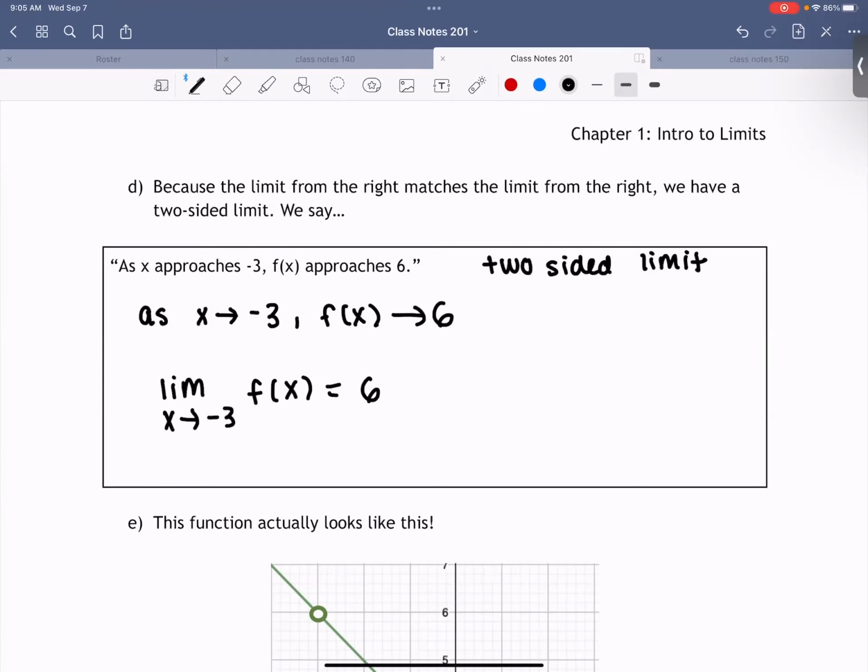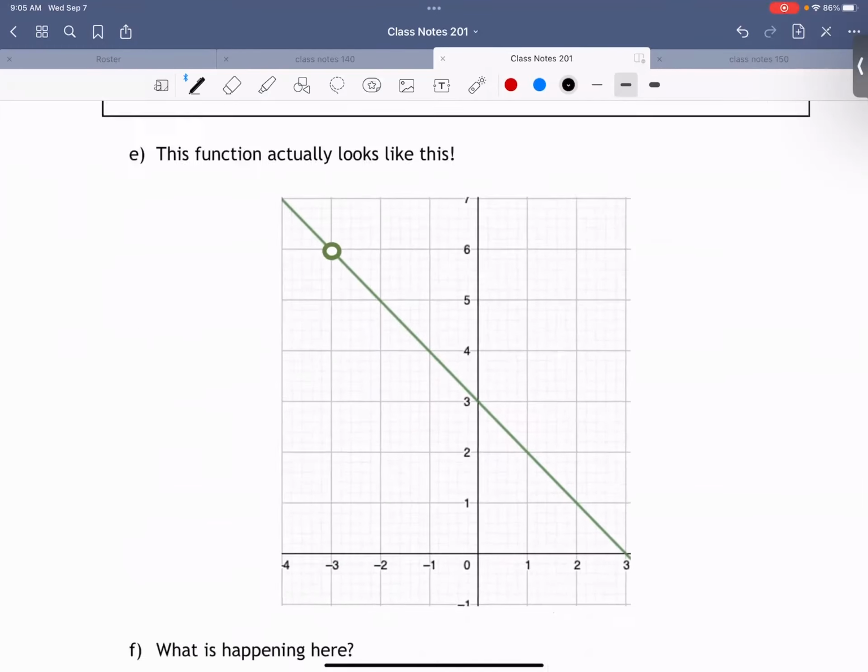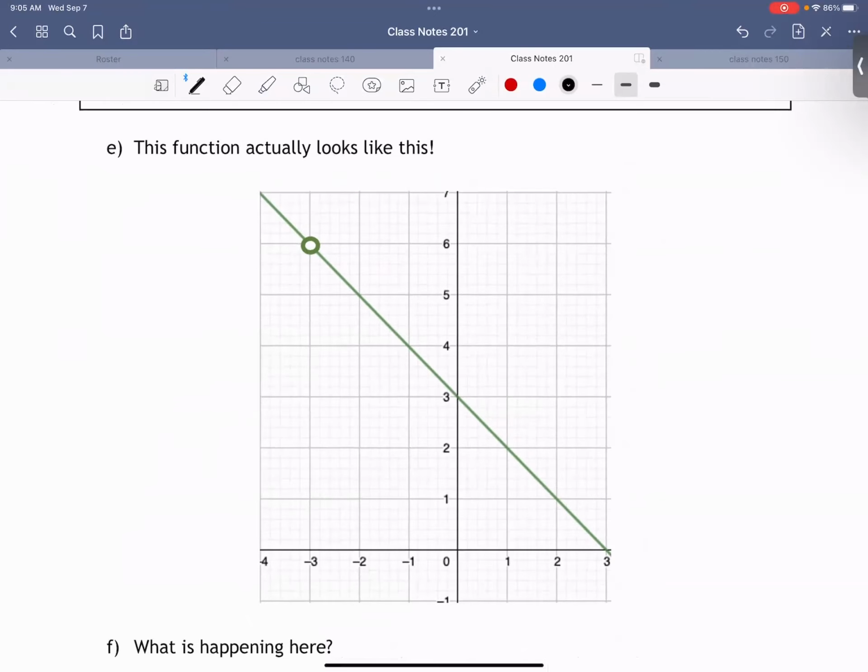Okay, let's take a look at what this function actually looks like and see if it makes sense to us. The function, if we draw it, actually looks like this. So it looks like a straight line, but there is a hole at -3. You wouldn't think a rational function looks like this, but most rational functions where you can cancel out the top and bottom look like this, a straight line with a hole in it.